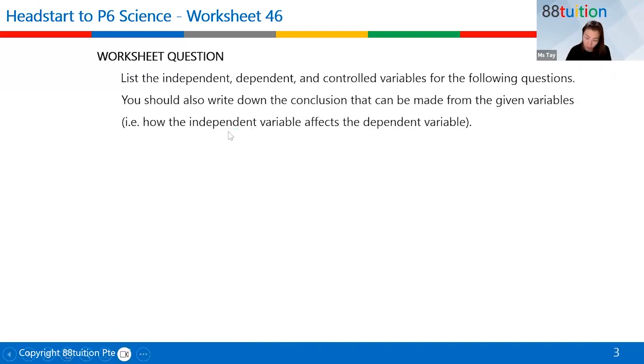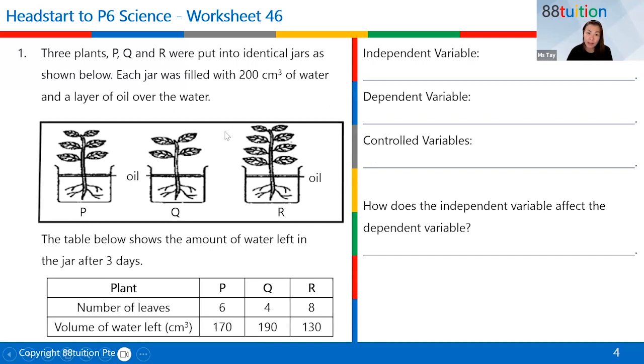So you are supposed to answer some questions. This is the first one that you did on your own. Three plants P, Q, R were placed in identical jars as shown below. Each jar was filled with 200 cm³ of water and a layer of oil over the water. The table below shows the amount of water left in the jar after 3 days.